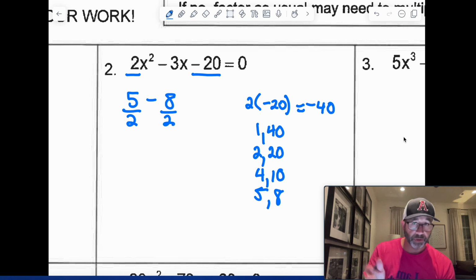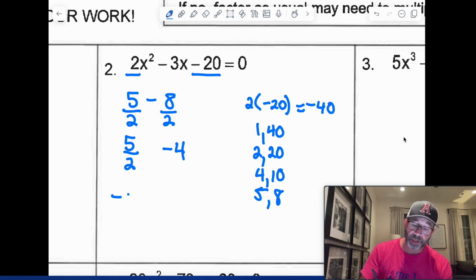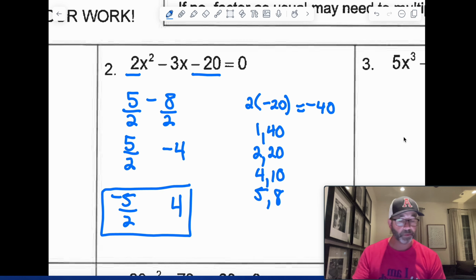Okay. Reduce each one of your fractions. 5 over 2 will not reduce. Negative 8 over 2 will reduce to be a negative 4. And then if you remember, the next step is just take the opposites, since we're solving, we're not trying to factor, we're just solving. Take the opposites. My first answer is going to be negative 5 over 2, and my second answer will be positive 4. That's just taking opposites of those answers.